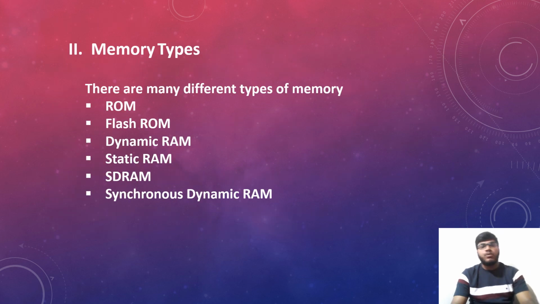And moving on to the memory types, there are many different types of memory. The ROM, that is read-only memory, flash ROM, and RAM, that is random access memory, including static RAM, dynamic RAM, and SDRAM, that is synchronous dynamic RAM. So these are the major types of memory.